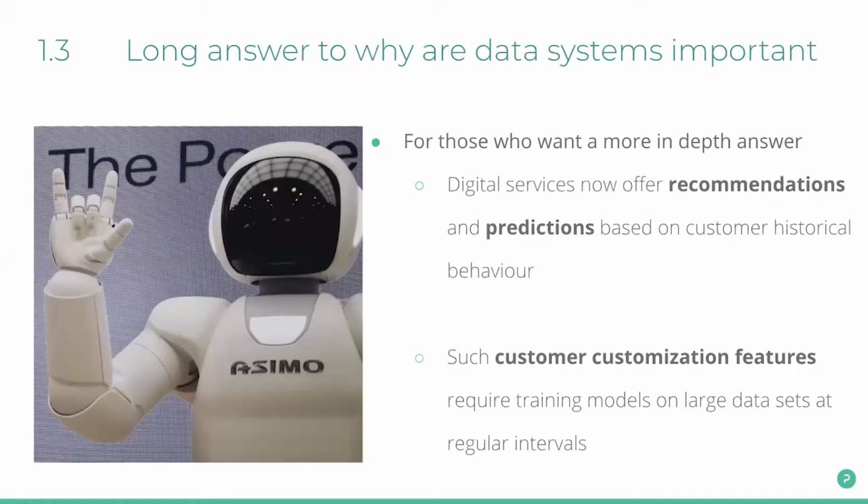For a more in-depth look into expectations, we can look at some of the features that consumers expect out of digital services. For example, a lot of digital services offer things like recommendations and predictions based on user historical behavior. Such features are categorized as customization features, and they require training models on often large data sets, and often this is done at regular intervals. So as you can imagine, there's a fair bit of expectation on a system to be able to do that in a time-effective and efficient manner.